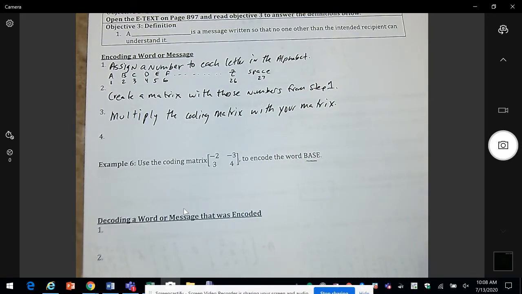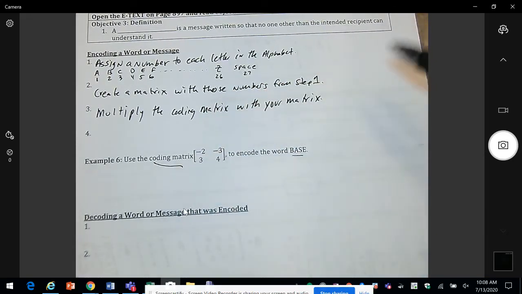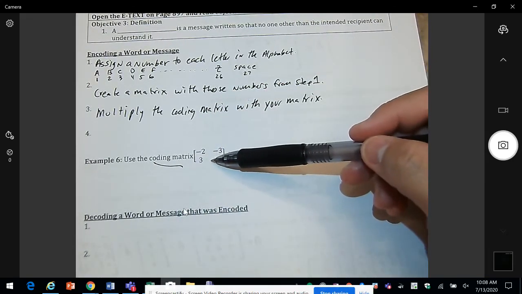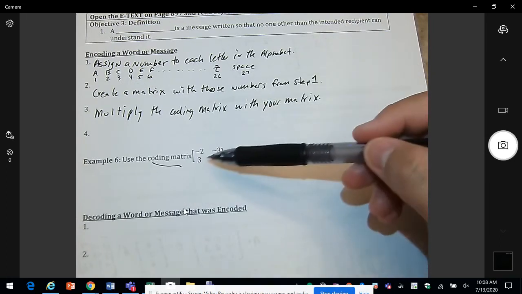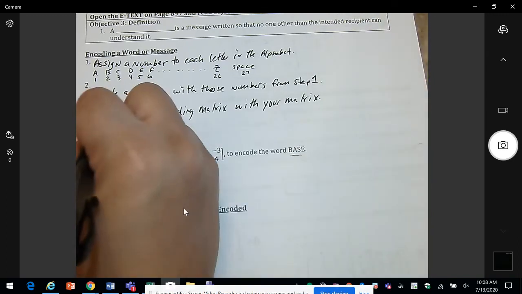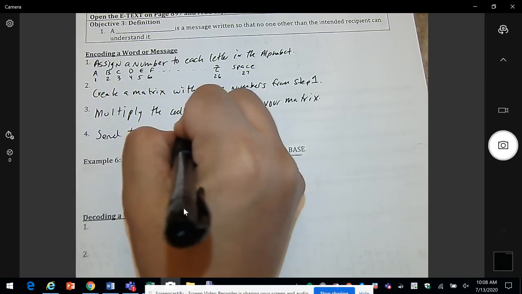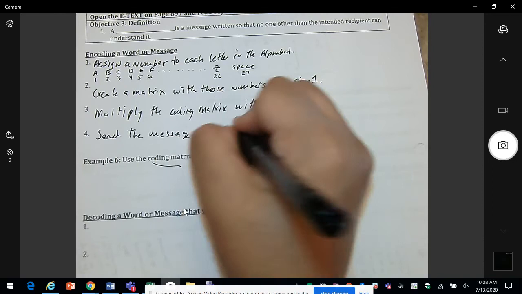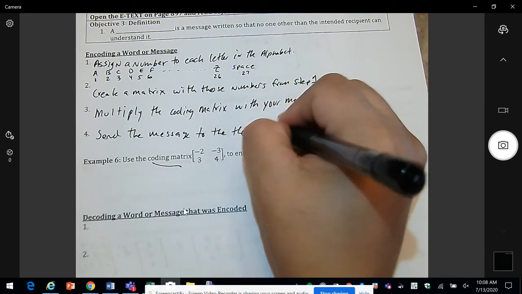So in order for this to work, only certain people can know this coding matrix. So for example, if I was sending a message to you, then only you and I would know this matrix. Otherwise, people can figure out our message. Okay, so then we send the message to the other person.